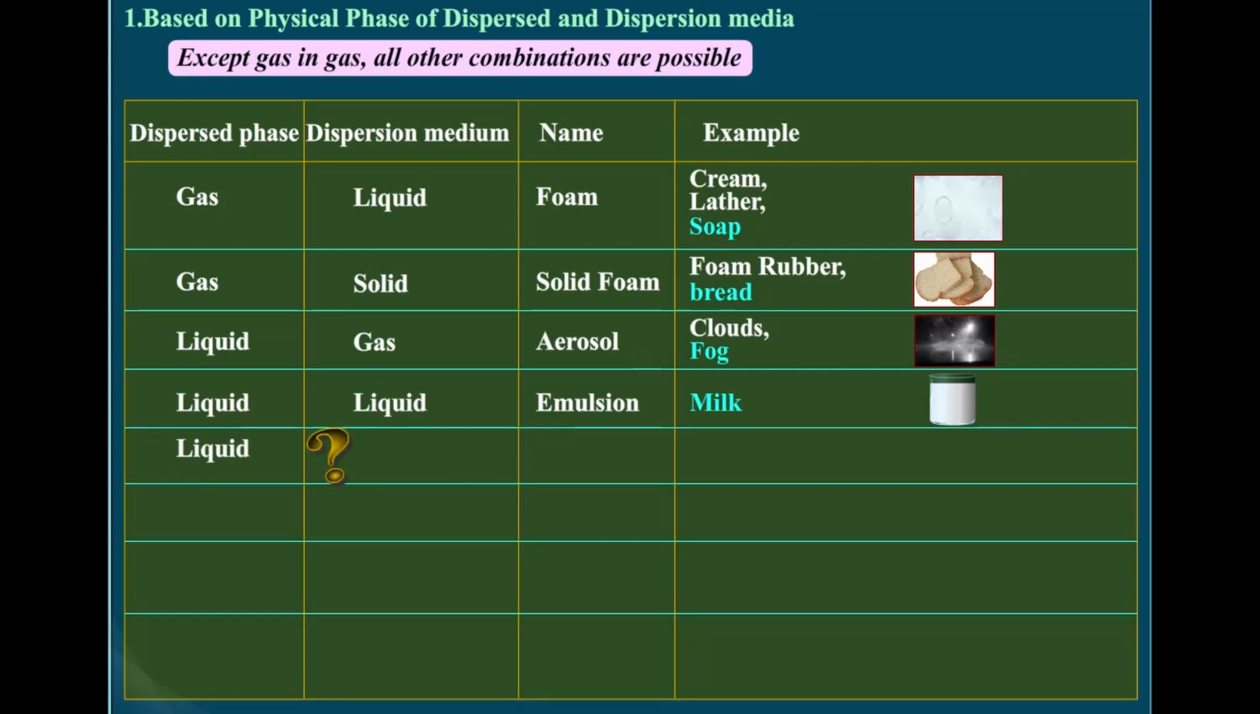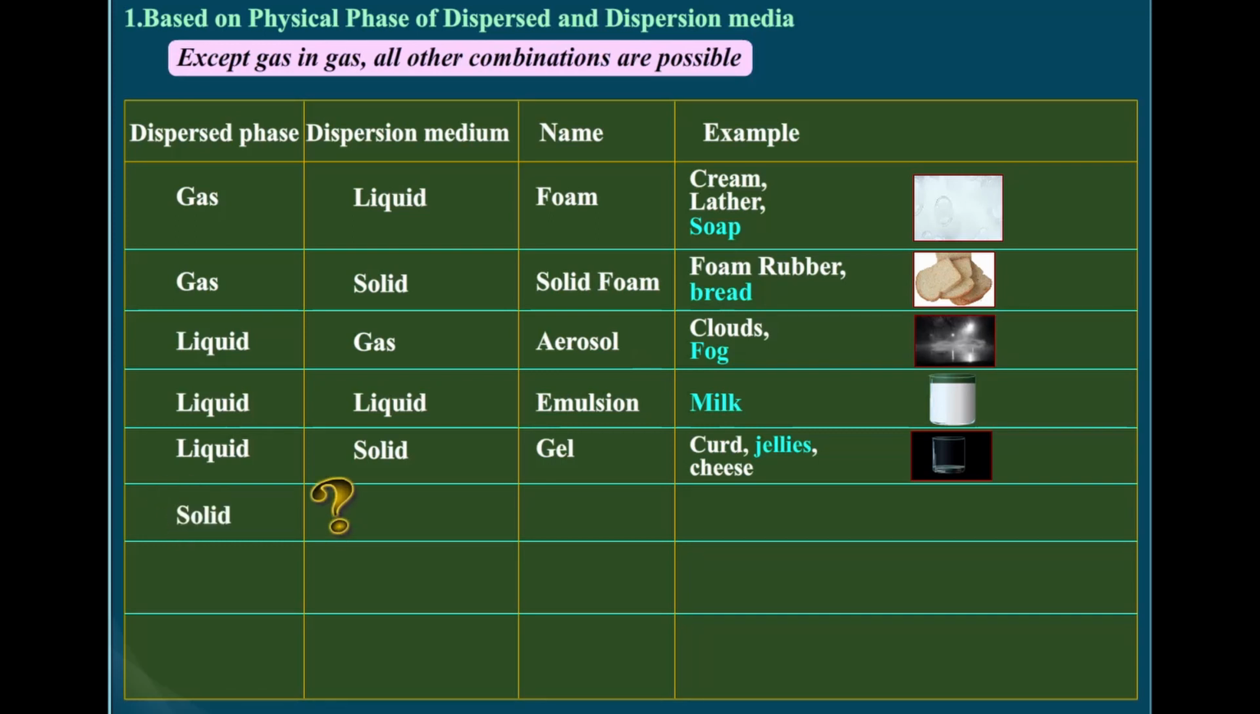Next type of colloid, liquid in solid. Liquid in solid type is called gel. The best examples are curd, jellies, cheese, butter, etc. From the word gel itself, it's clear that the dispersion medium is solid and the dispersed phase is liquid.